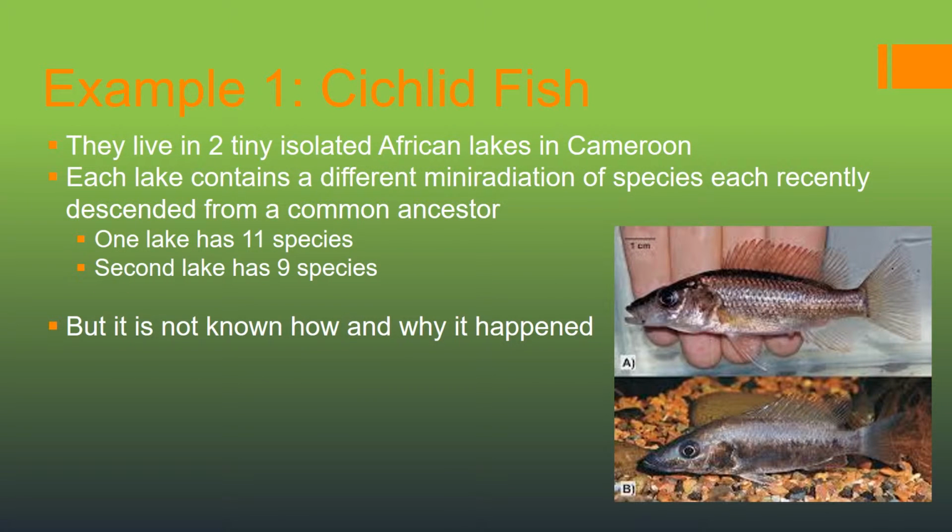An example of sympatric speciation is the cichlid fish. They live in 2 tiny isolated African lakes in Cameroon. Each lake contains a different assemblage of species. Each recently descended from a common ancestor. One lake has 11 species and the second one has 9. Although it is not known exactly why and how this happened.